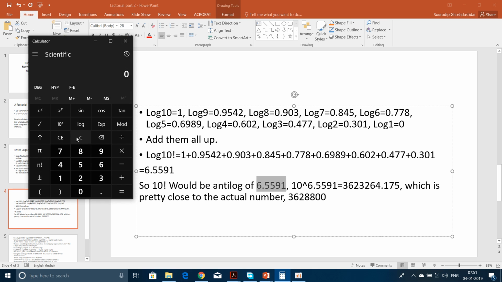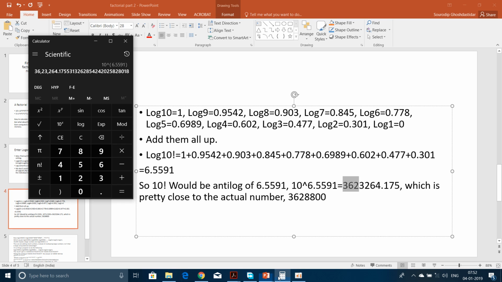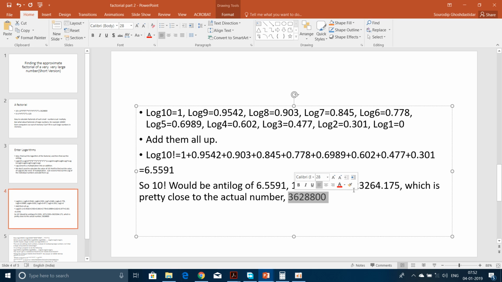So let's see, 10 to the power 6.5591 is around 3623264.175, which is pretty close to the actual number. At least the first three digits are the same. The actual value of 10 factorial is 3628800, and the value we get here is 3623264.175.